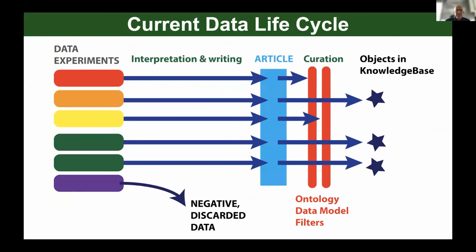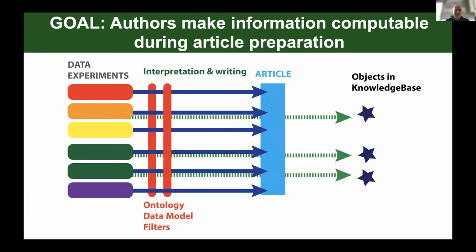Now, okay, so here, again, coming back to the data lifecycle, as I mentioned before, the paper is curated after the fact, and it's lossy. What we'd really like is to have the authors involved earlier. So during the preparation of the article, the authors are actually interacting with the ontology and the data model filters and expressing their assertions in a structured manner. And then they'd finish the article, and in parallel, you get information to flow to the knowledge base, right? And this makes the most sense, but it's also the hardest to implement.